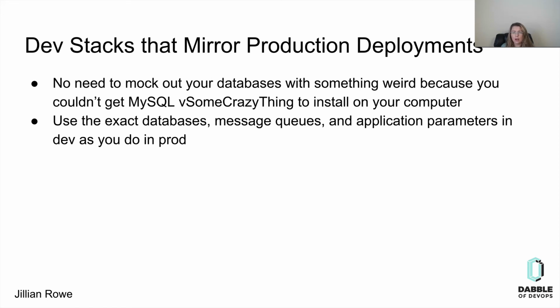You don't need to mock out your databases with all kinds of crazy things. I know a lot of people who are really into testing, they do all this stuff to mock out their databases. You don't have to do that. You could just have a Docker dev database that has actual data, that's using the same versions that you use, the same everything. So again, you can use the exact databases, message queues, application parameters, everything can very closely mirror development as it is in production.